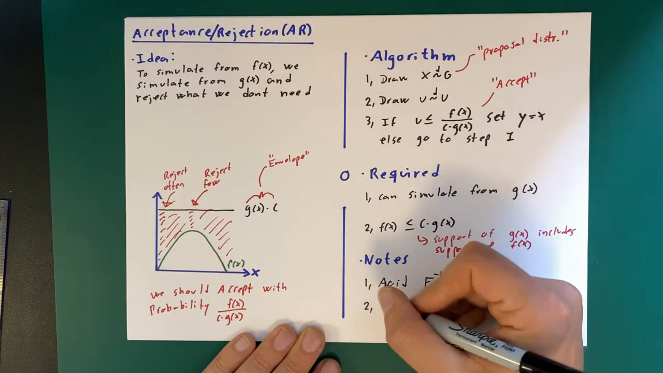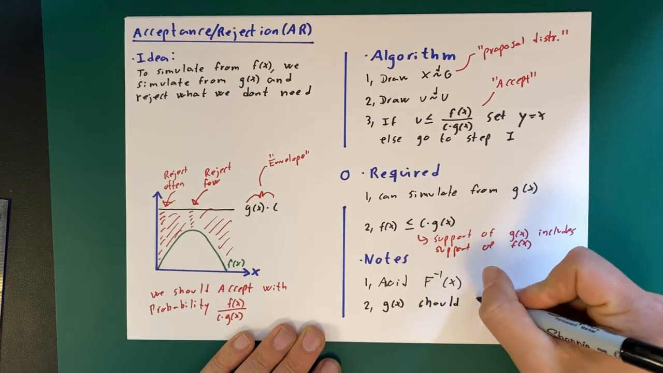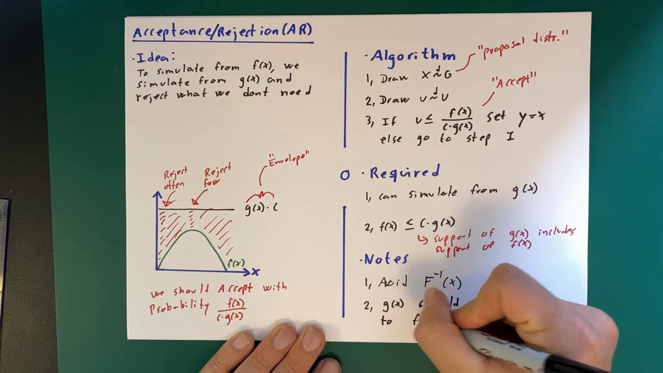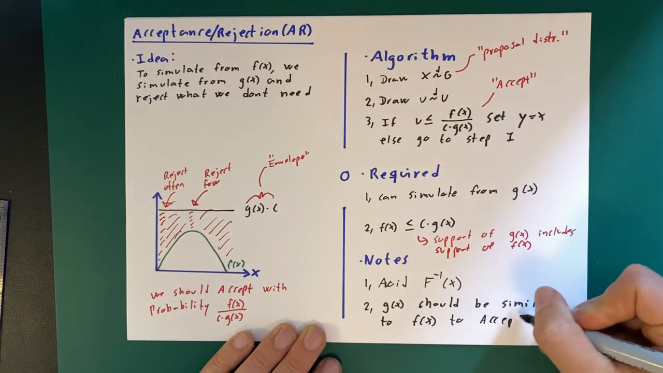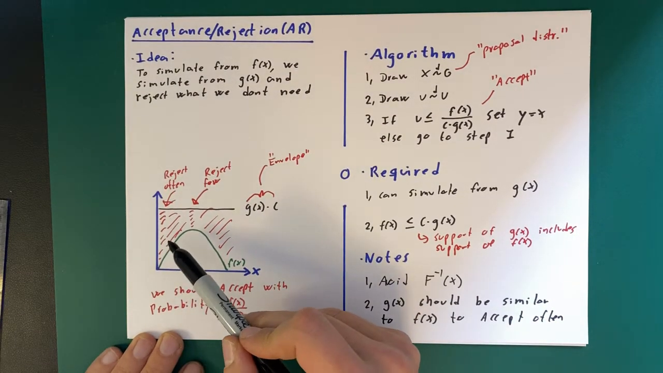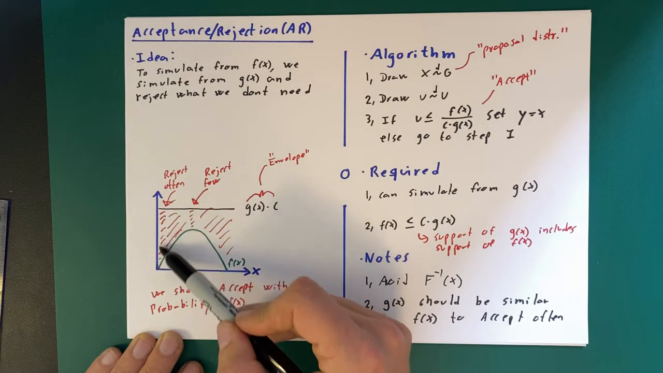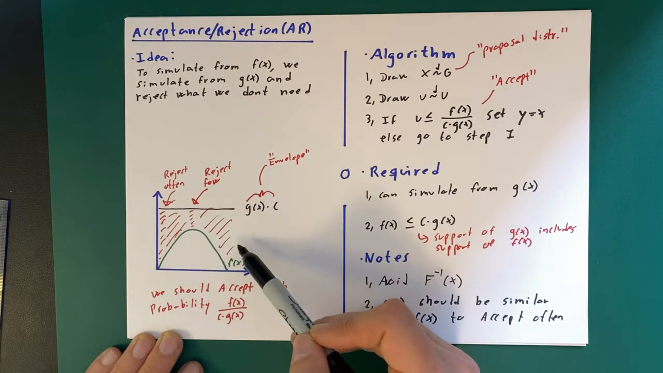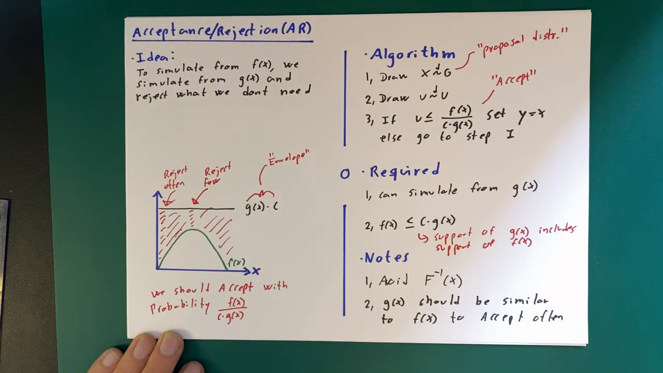And secondly, g of x should be similar to f of x to accept often. And what do I mean by that? Well, if we turn back to our intuitive example over here, g of x is very far from f of x, and we had to reject a lot of the samples generated over here. But if g of x and f of x are very close to each other, then the space, the red space here you can call it, where we reject is minimized.